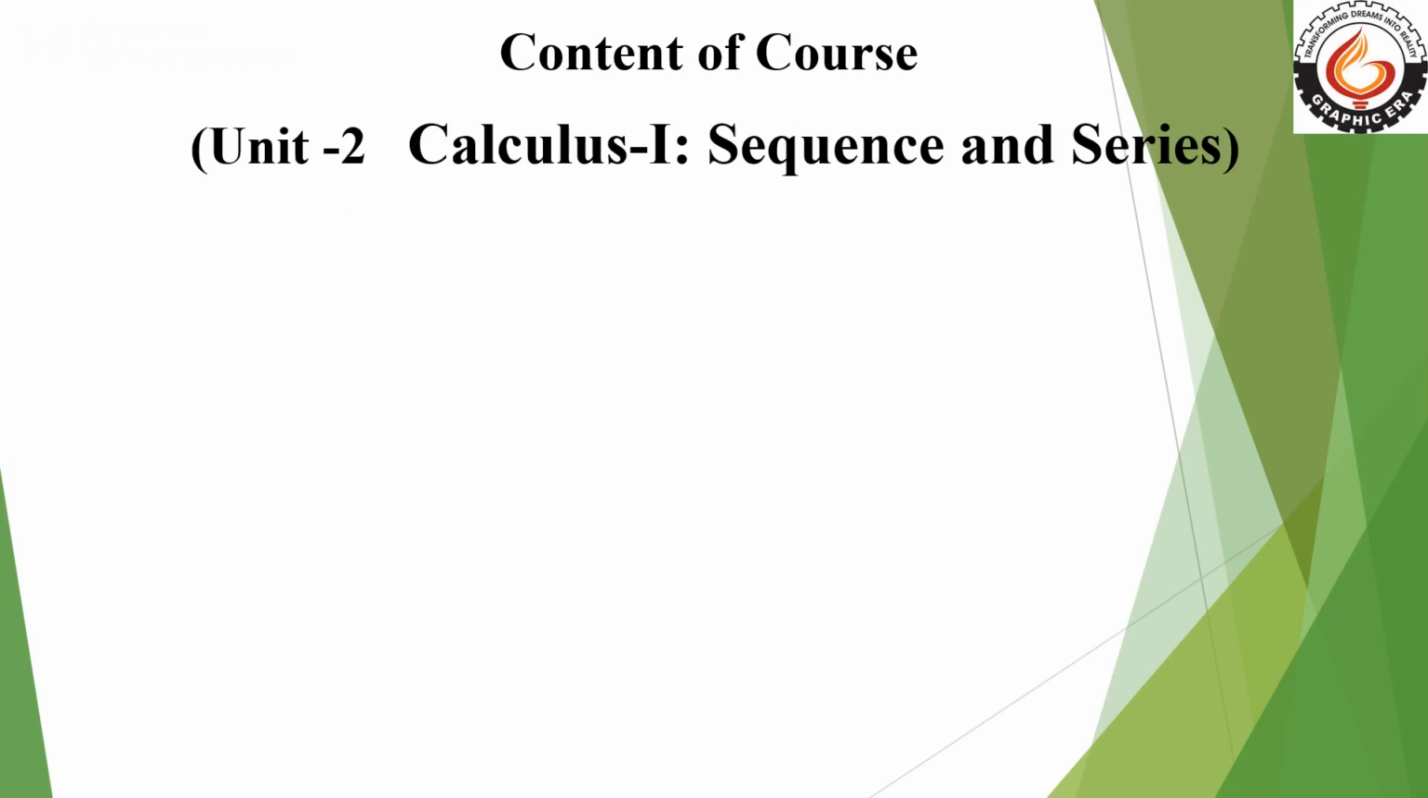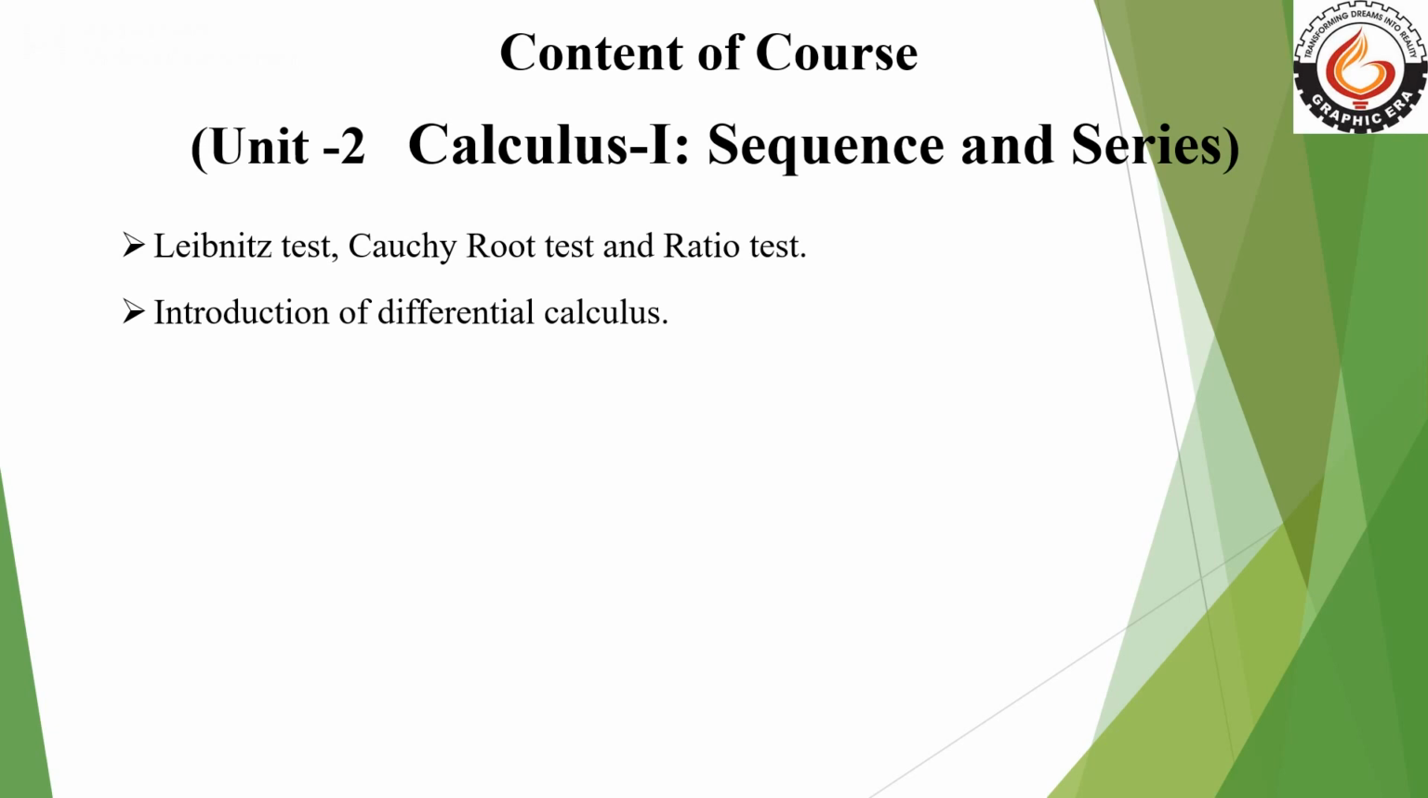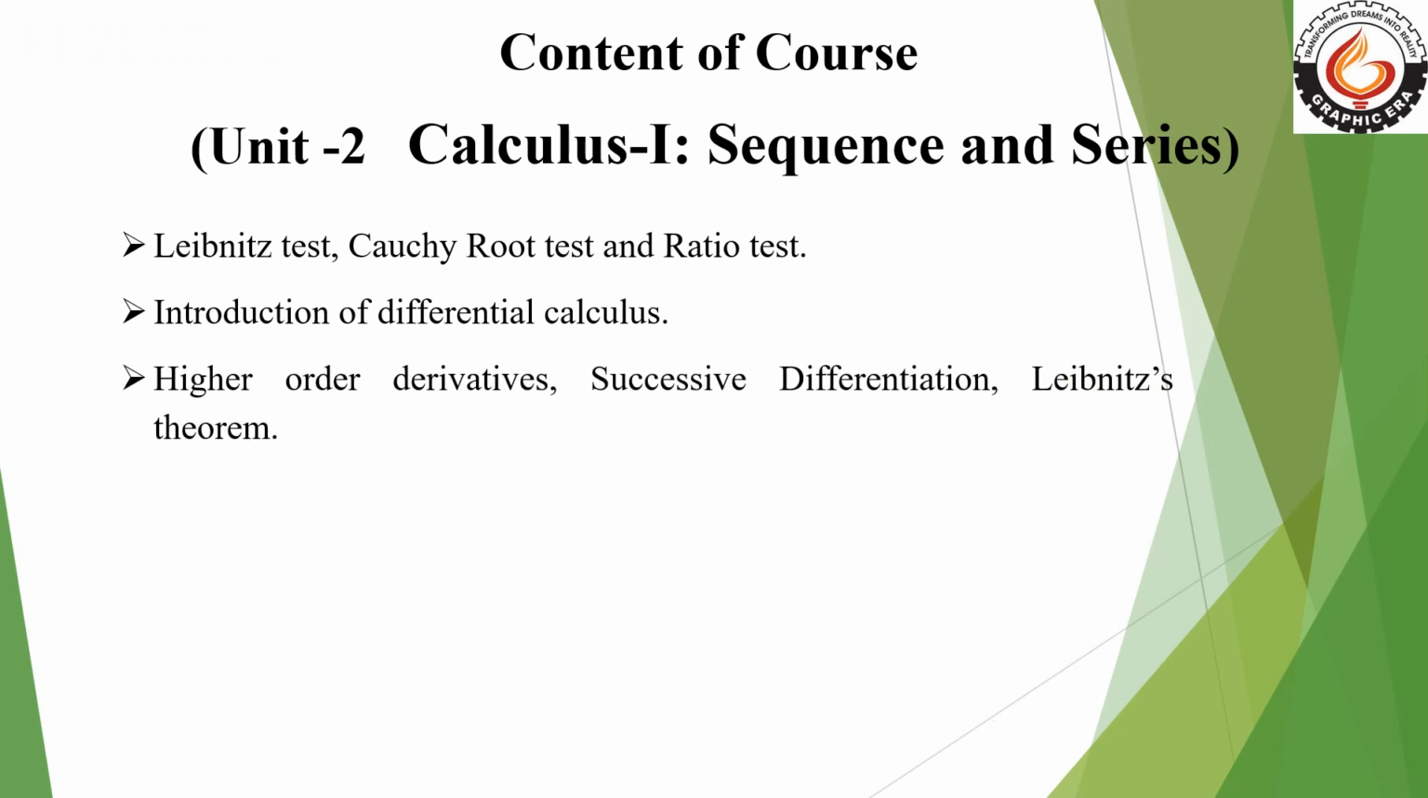Unit 2 is Calculus 1, the sequence and series, in which you will learn the Leibniz test, Cauchy root test, and ratio test. These tests are used to find the behavior, or say convergence, of a series. Then there is the basics of differential calculus. Then the higher order derivative, successive differentiation, and Leibniz theorem, which is based on differential calculus.